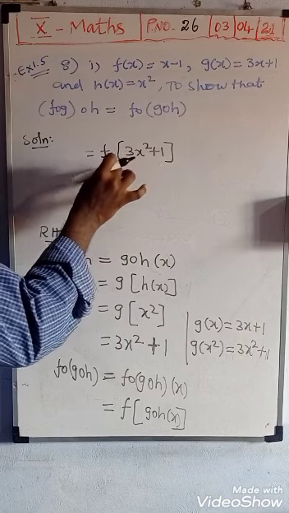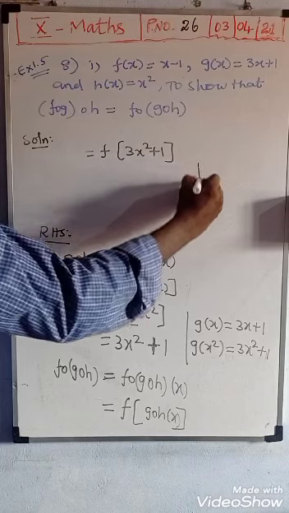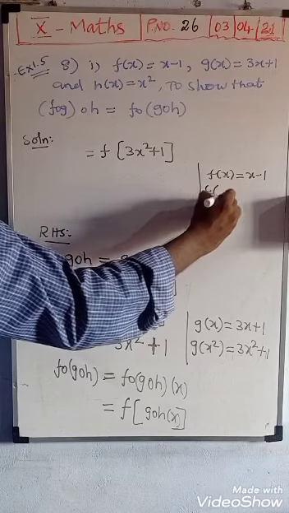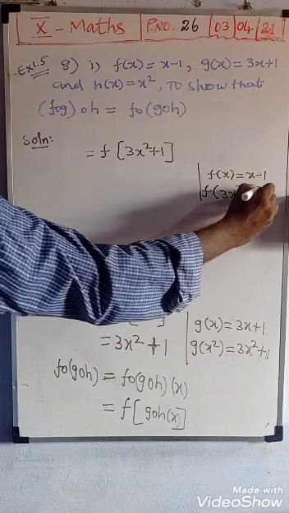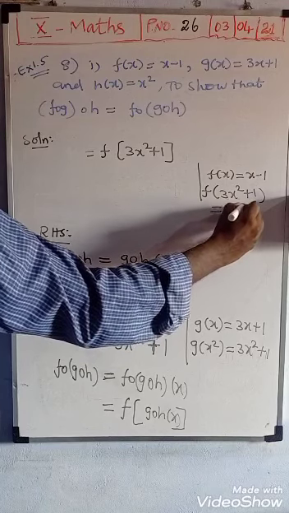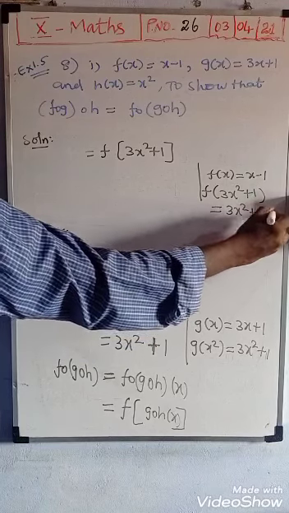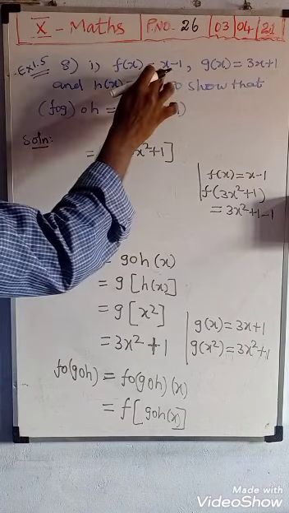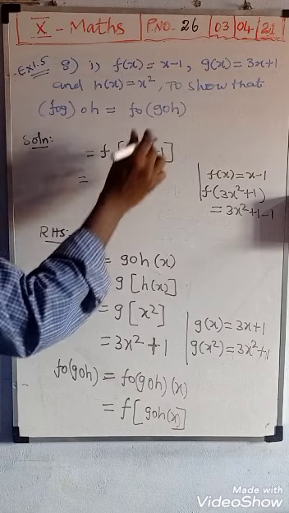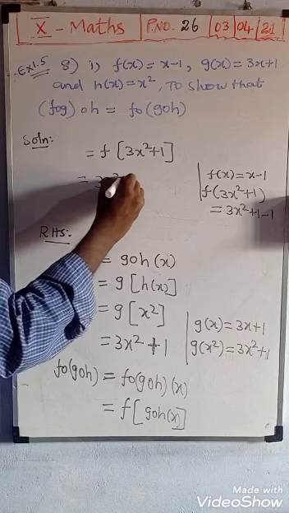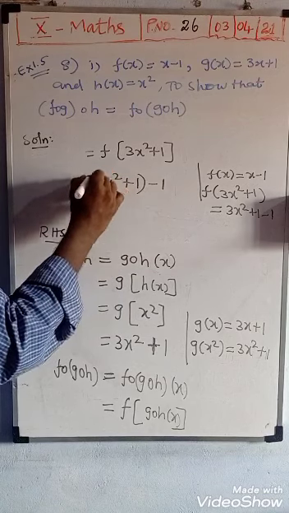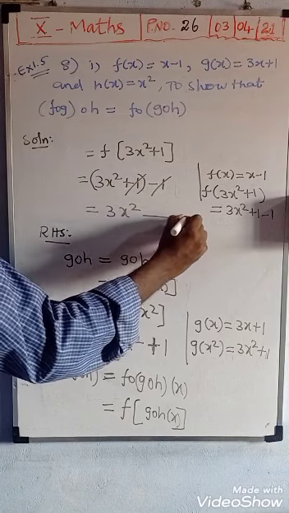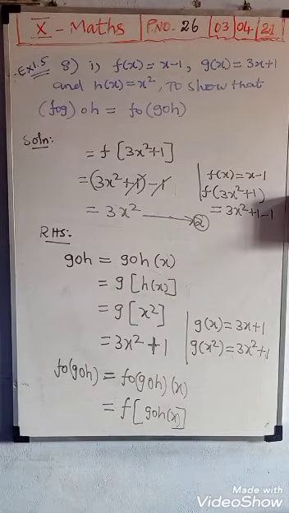Where do we substitute? Into function f. Function f is f of x equals x minus 1. So instead of x, we substitute 3x squared plus 1, giving 3x squared plus 1 minus 1. Without writing it out, we can also write it directly. Instead of x you write this value, 3x squared plus 1 minus 1. Now the plus 1 and minus 1 will cancel, and we receive 3x squared. This is equation 2.